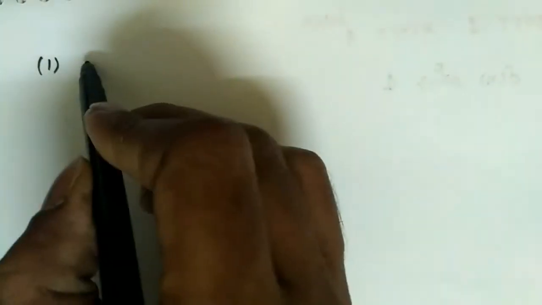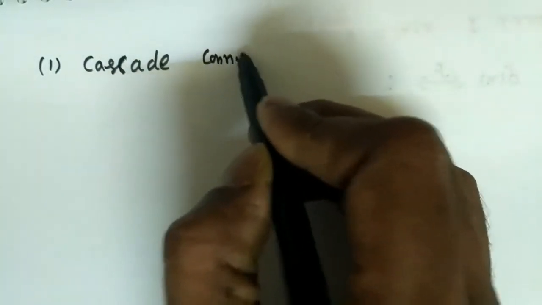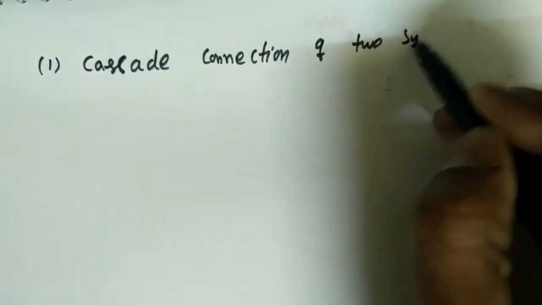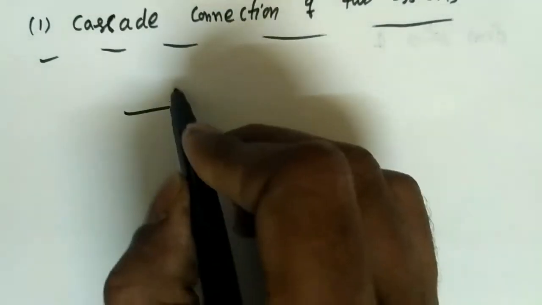Next one, we have to see the interconnection of LTI systems. Sometimes we make a question from this also. Interconnection means the first one is cascade connection, of two systems or maybe three systems, etc. So cascade is nothing but one after another.